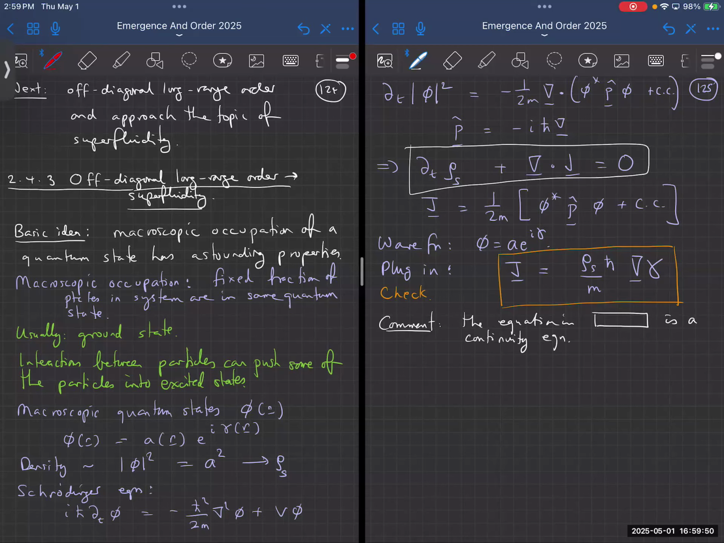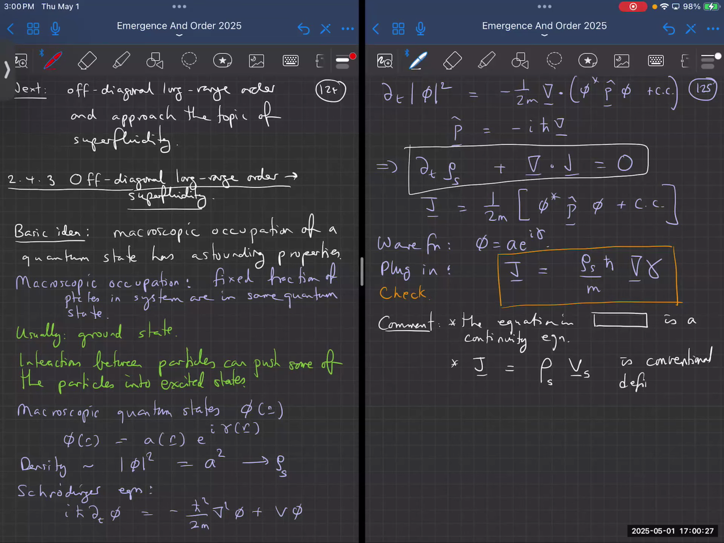Just like you have an electromagnet, you have a density, you have a bunch of particles moving with some velocity. And so when I write down d rho by dt is equal to this, then I can think of this J is equal to the density of whatever the stuff is times its velocity. I'll call the velocity Vs because we're talking about a superfluid. So current is this, the conventional definition of current.